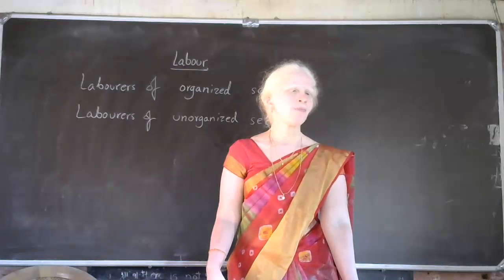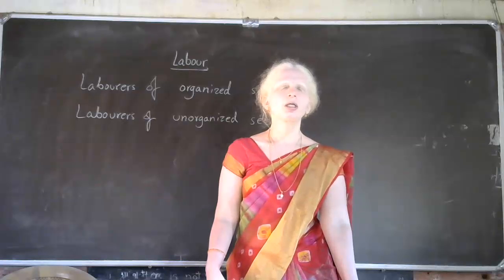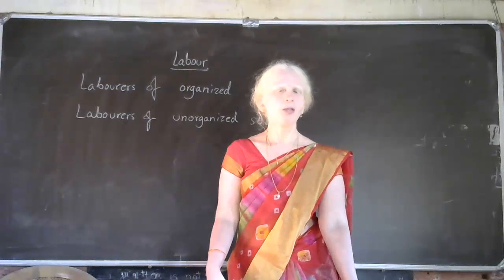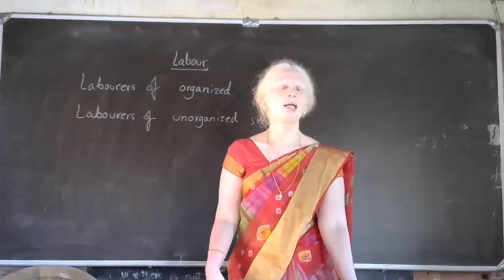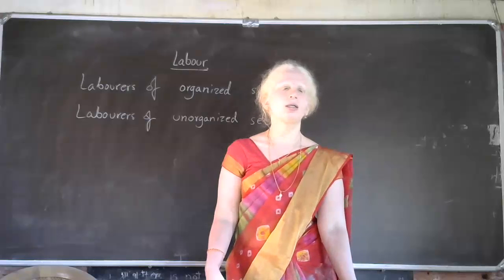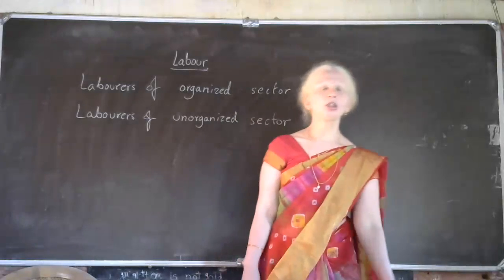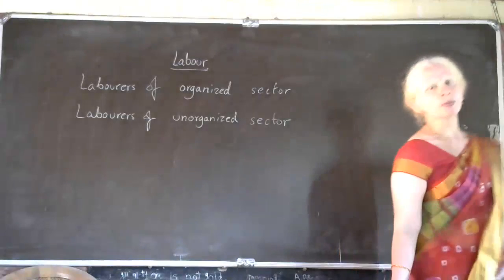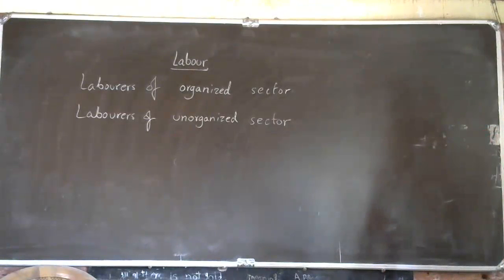See children, from this lesson, for 3 marks or 4 marks, one question is always expected. That is, you have to explain the difference between the laborers of organized sector and laborers of unorganized sector. I hope you have understood the meaning. Now we will find out the difference. I'll go on sharing the pages for you just to check the points there. Page 6, please.